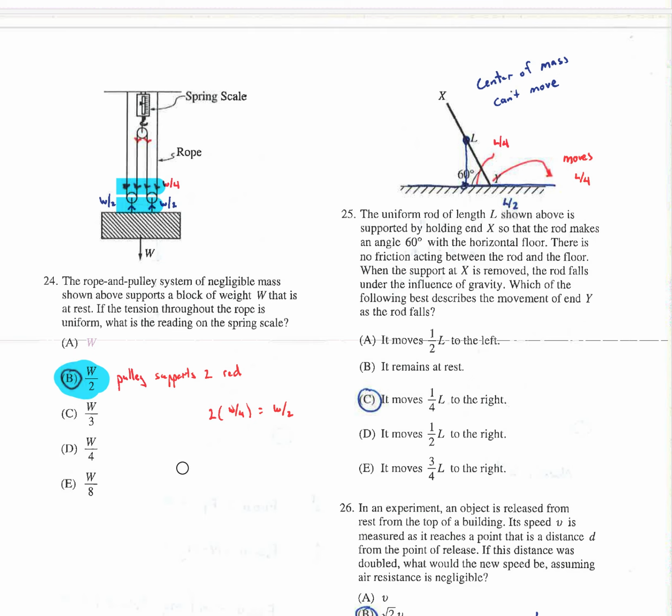If the tension throughout the rope is uniform, what is the reading on the scale? And again, the scale has 2 ropes here. So I guess we can really ignore those 4. It's just there are 2 ropes here supporting all the weight. It's going to read half.